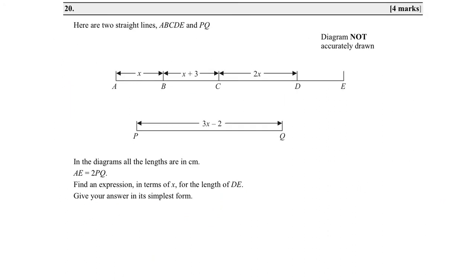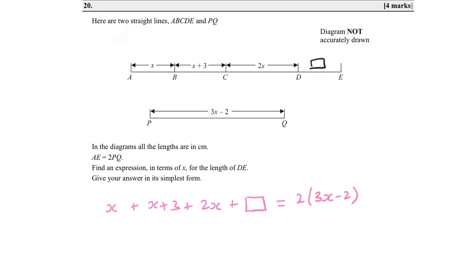Okay, question 20. Here are two straight lines. In the diagram, all the lengths are in centimetres. AE equals 2 lots of PQ. Find, in terms of x, the length of DE. Okay, so we know that this added together plus this box, and I'm literally just going to draw a box when I do my working out. So x plus 3 plus 2x plus box. Okay, because that's my DE. This equals 2 lots of 3x minus 2.